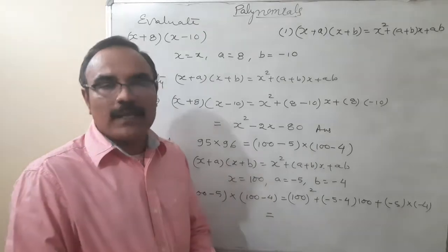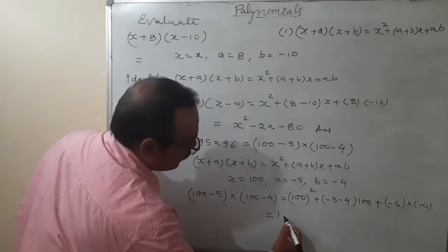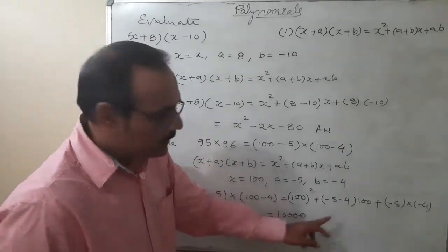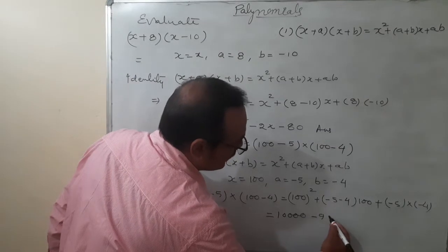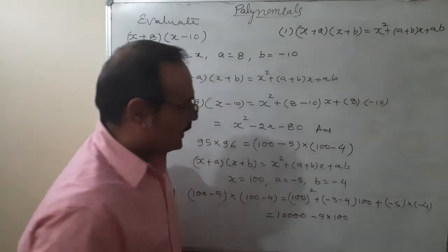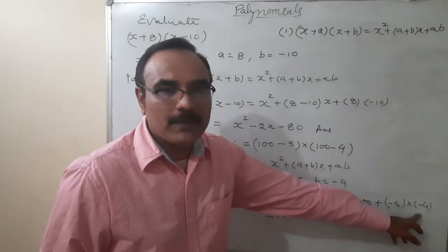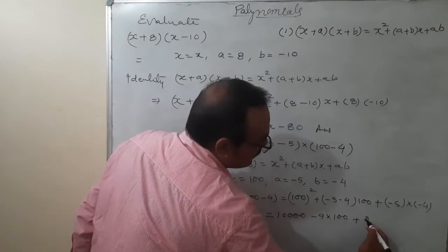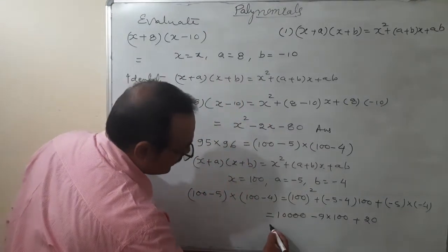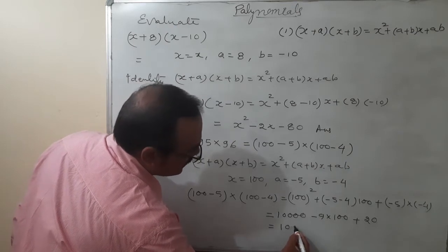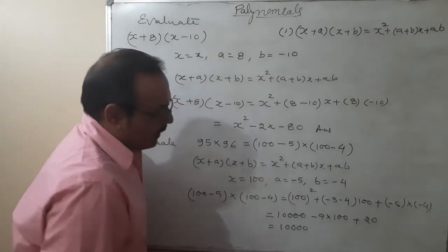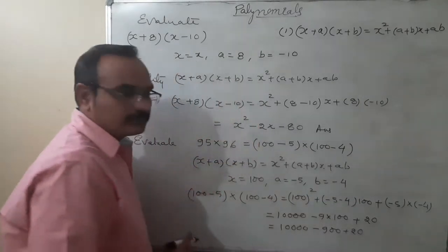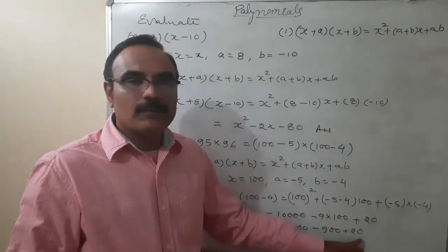So that means 100 square, 100 multiplied by 100, it is 10,000. Minus 5 minus 4 is minus 9, multiplied by 100, and plus minus 5 multiplied by minus 4. Since both the signs are negative, this is plus, 5 fours are 20. So now it is coming 10,000 minus 900 plus 20.